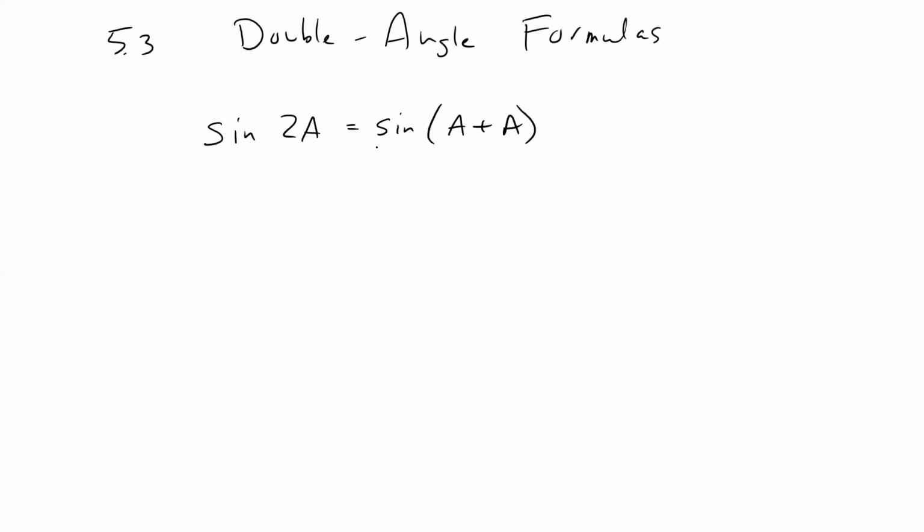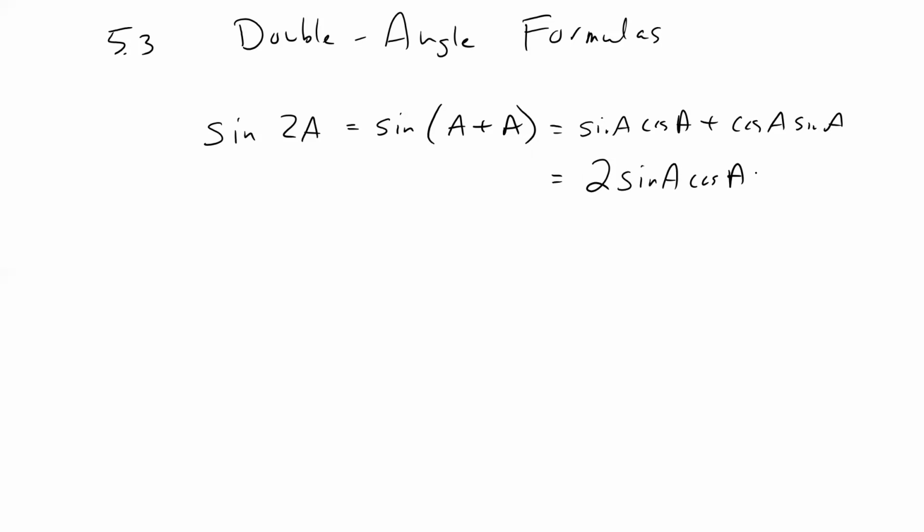Absolutely. It's just what we learned in 5.2. What we learned in 5.2 is just the two angles being exactly the same. So this is sine of A cosine A plus cosine A sine A. And we get ourselves 2 of these guys. That's awesome.